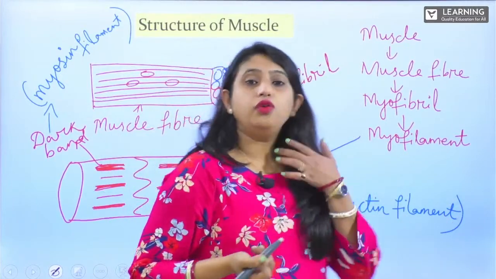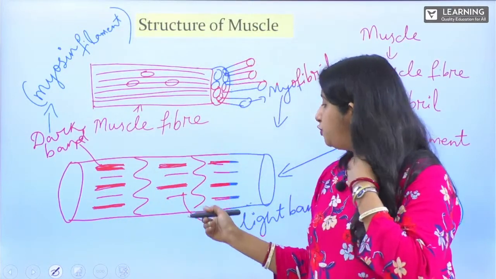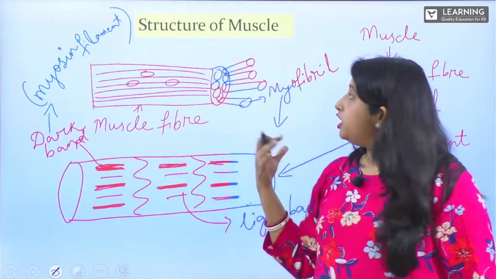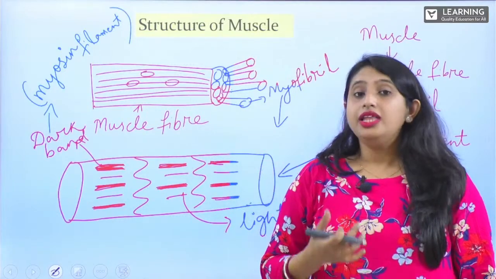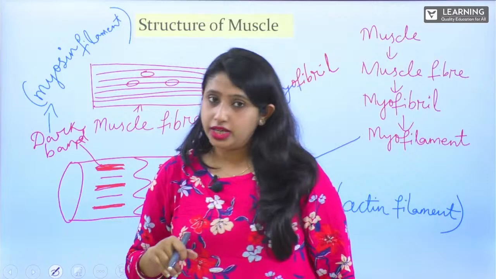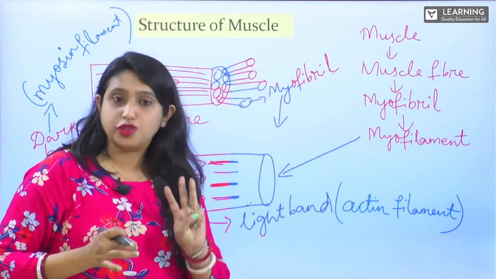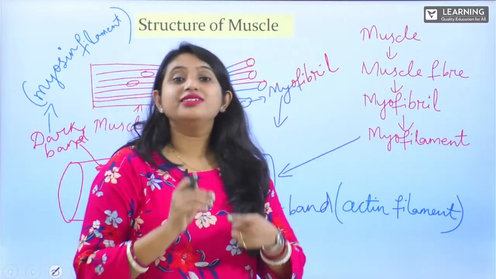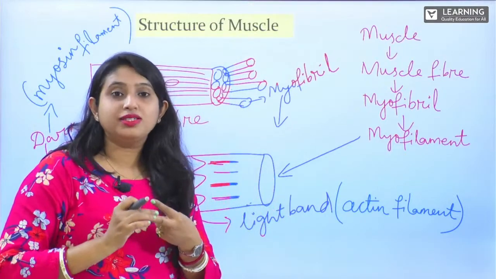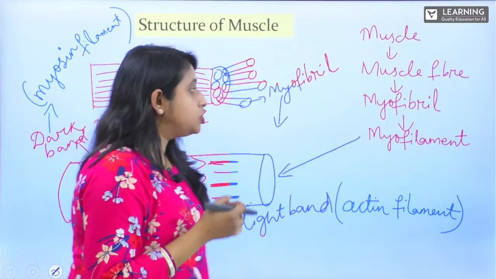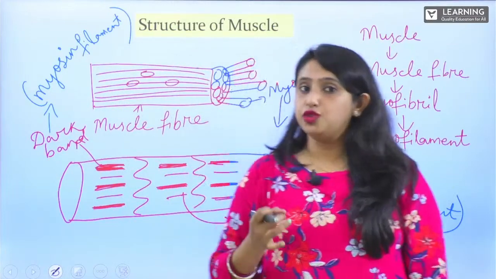All right, so we will see various types of filament. Talking about muscle, there are different types of muscle again. Basically, there are three types of muscle. One is skeletal muscle, then smooth muscle, and cardiac muscle. So there are basically three types of muscle.